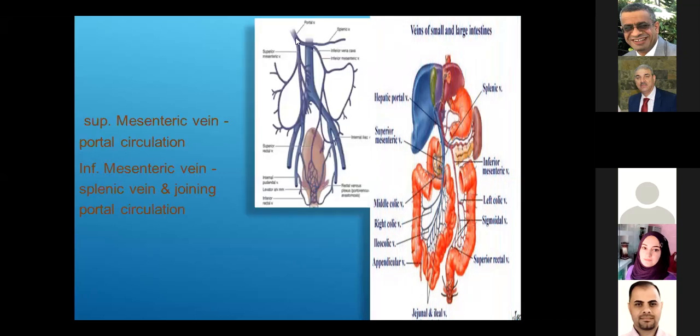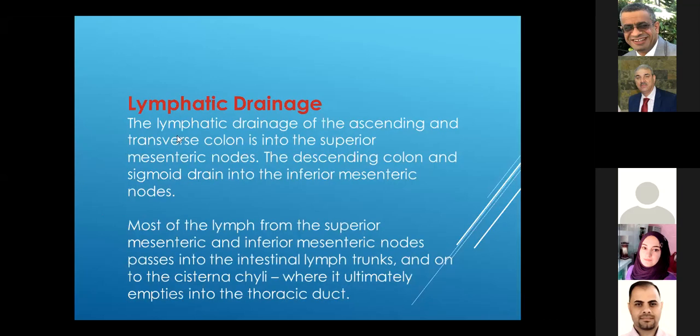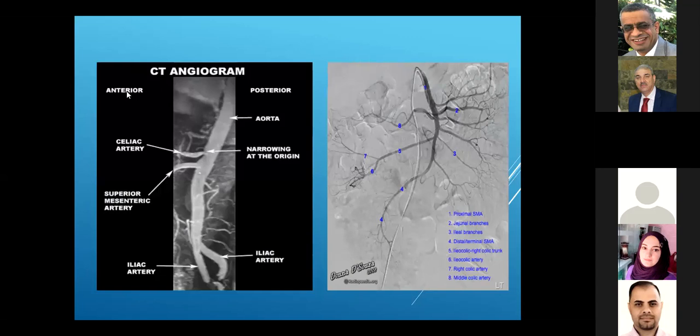Venous drainage follows the superior mesenteric and inferior mesenteric veins. The superior mesenteric vein goes to the portal circulation. The inferior mesenteric vein joins the splenic vein, which goes to the portal circulation. Lymphatic drainage also follows the mesenteric vessels, the superior and inferior mesenteric arteries.